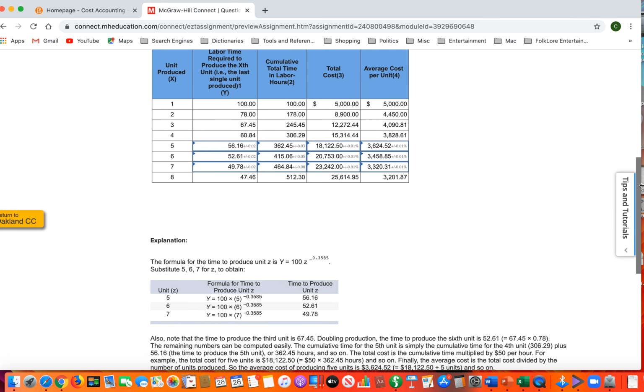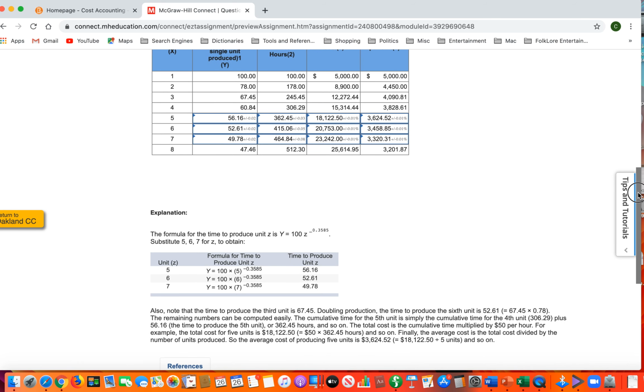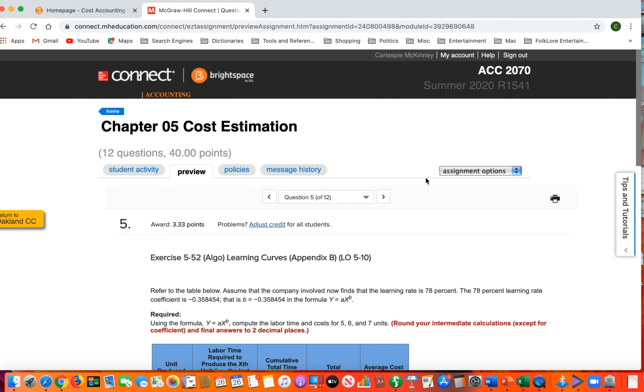Okay? And there you go. You see what it does there. On the exam, there will be a learning curve problem, but it'll be straightforward, like the one we had before.